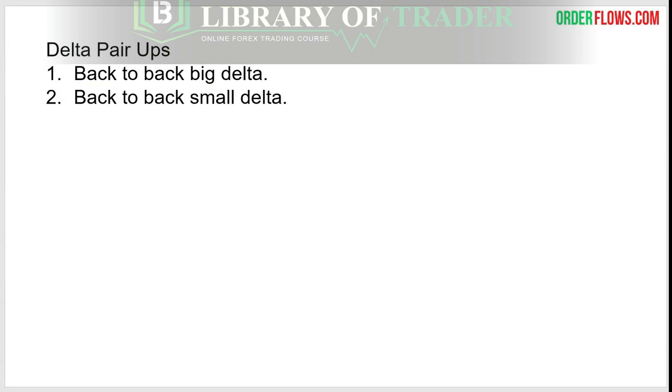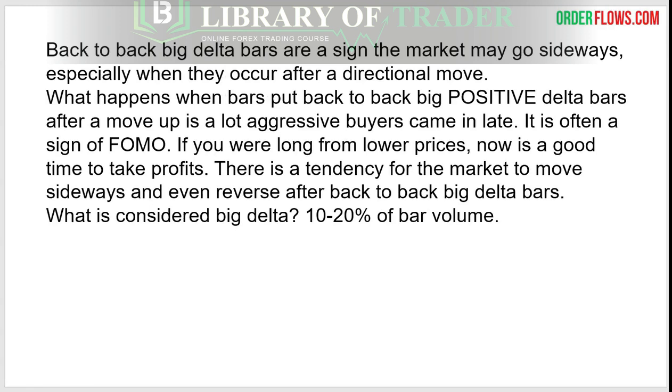Now, delta pair-ups. Okay, you could have back-to-back big delta, back-to-back small delta. And what that means is back-to-back big delta bars are a sign the market may go sideways, especially when they occur after a directional move. What happens when you put back-to-back big positive delta bars after a move up is a lot of aggressive buyers came in late. It's often a sign of FOMO, right? If you're long from lower prices, now is a good time to take profits. So you got 2 different types of traders thinking. People that got in late thinking, oh my gosh, I gotta get in. They're aggressive, and people that were long from lower, they're looking to take profits. There's a tendency for a market to move sideways or even reverse after back-to-back big delta bars.